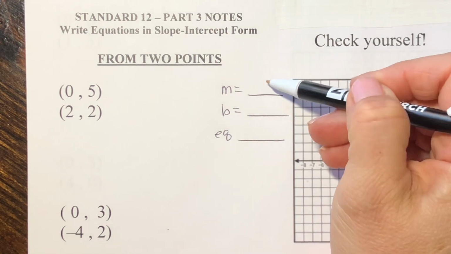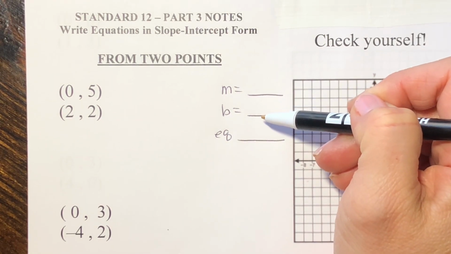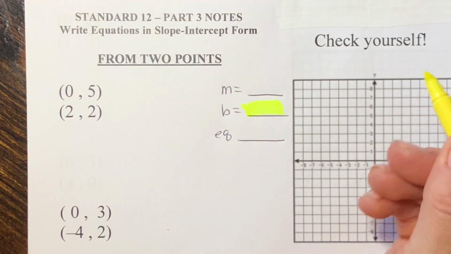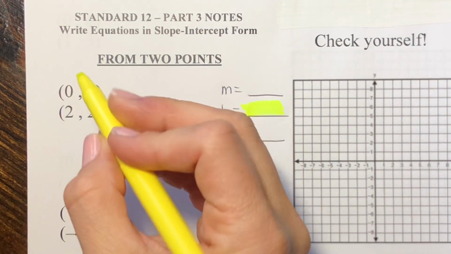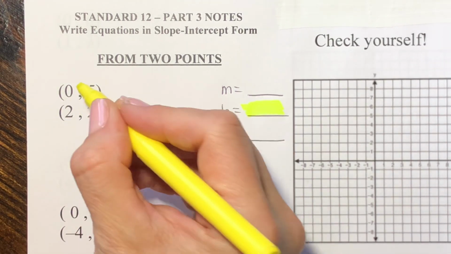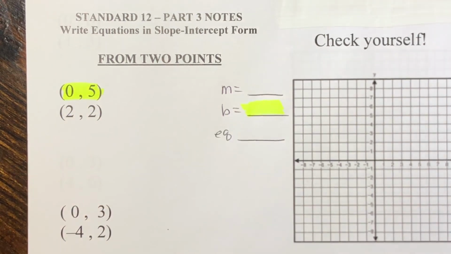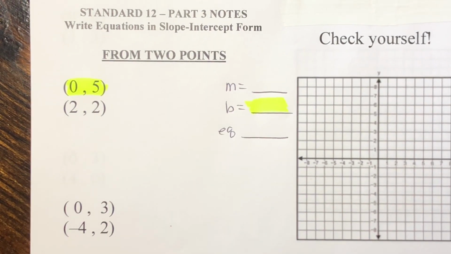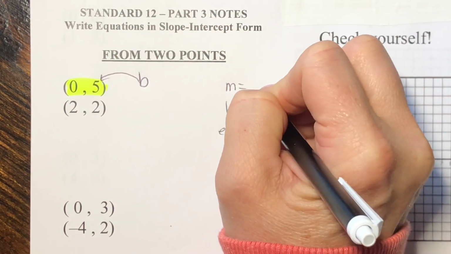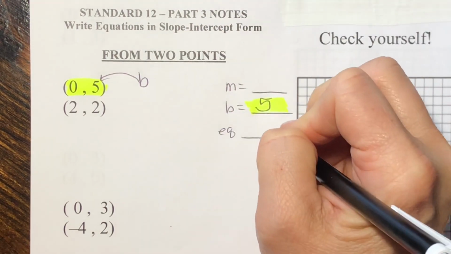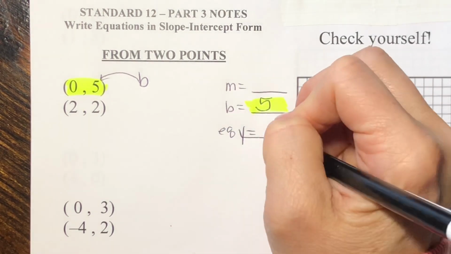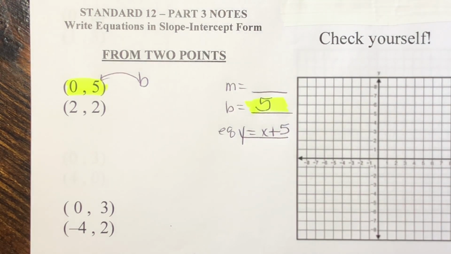So if I need M and I need B, what did we say is always the easiest one to find? The easiest one to find is the B, because it's the beginning value and when X is 0. So in either one of these points, do you see an X value of 0? Yes. I see that when an X value of 0 is paired with 5, then I know that that's my B. So I know that that's 5, and I know that in my equation, there's gonna be a plus 5, right? It's gonna be y equals something X plus 5.